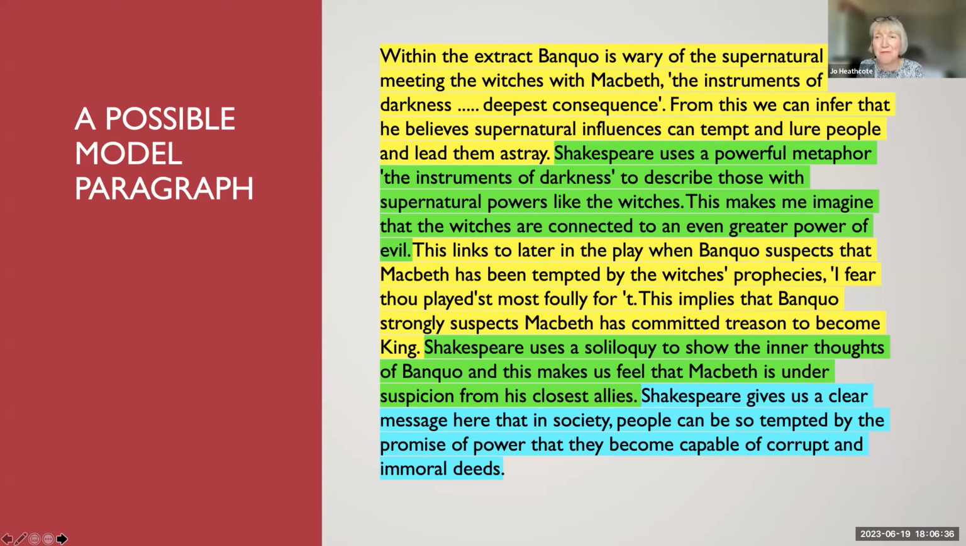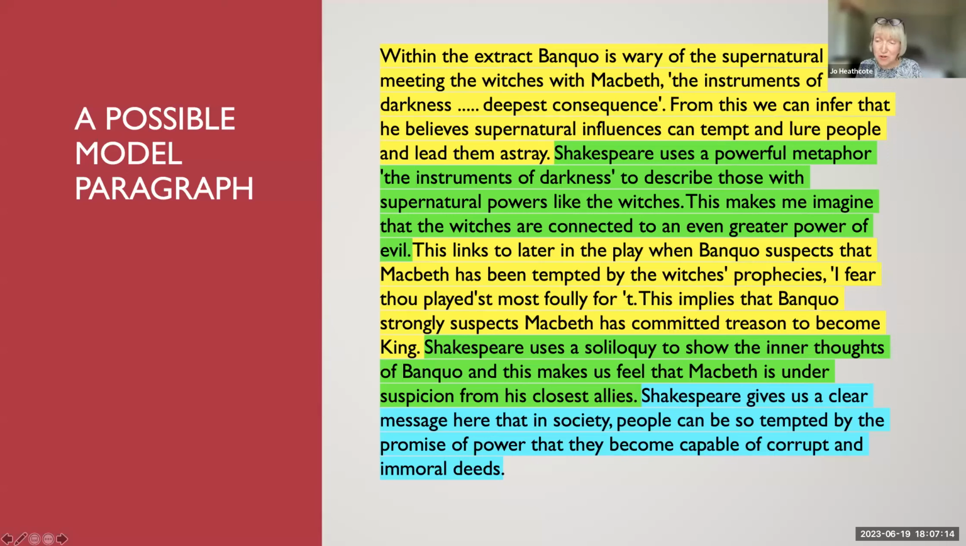In green, I've got the AO2 from the extract. Well, I can see that metaphor, the instruments of darkness, here. But later on, I haven't got the rest of the play with me, but I do know that it's a soliloquy there with Banquo when he is really concerned. So I don't have to worry about noun phrases or adjectives or verbs or whatever, but I do know Shakespeare uses a soliloquy, again using your big box tricks for methods. And then our AO3 at the end.